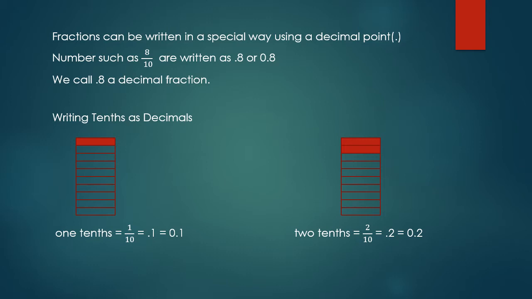0.2. I'll repeat again. This rectangle we have divided into 10 parts. So in fractional form, we'll write it as 2 upon 10 because we have shaded 2 parts out of 10 parts. So 2 upon 10, or you can say 2/10, in the decimal form is equal to 0.2.